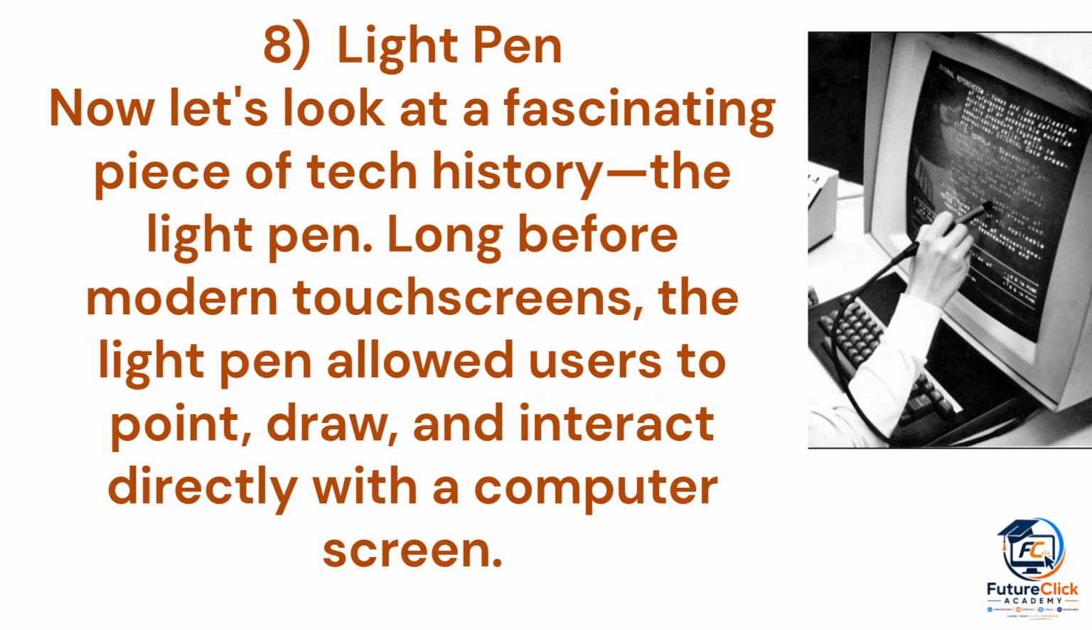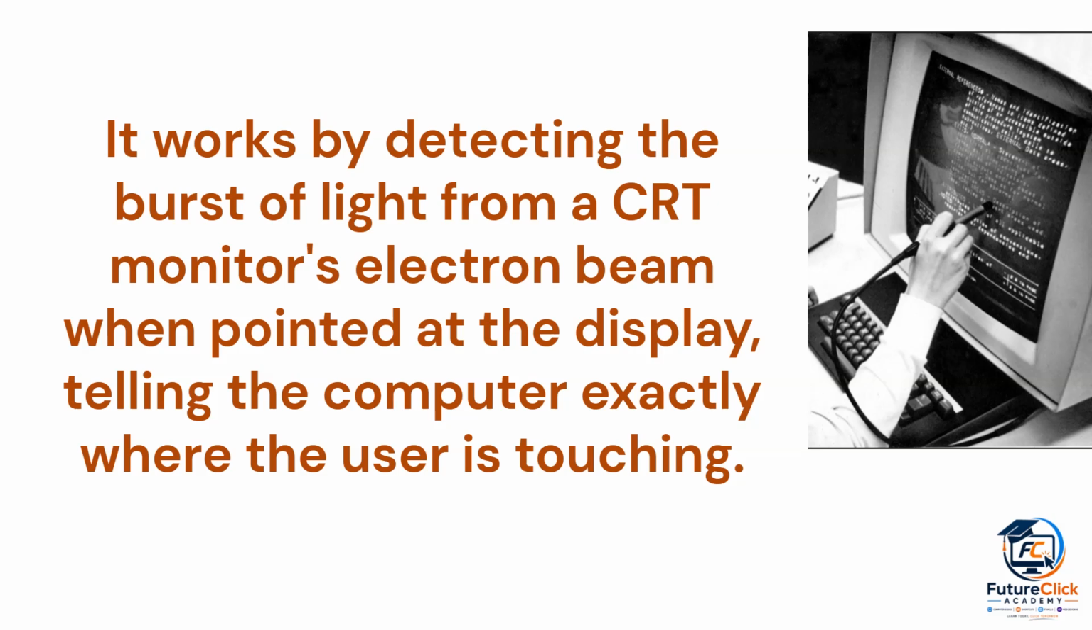8. Light pen. Now let's look at a fascinating piece of tech history, the light pen. Long before modern touchscreens, the light pen allowed users to point, draw, and interact directly with the computer screen. It works by detecting the burst of light from a CRT monitor's electron beam when pointed at the display, telling the computer exactly where the user is touching.